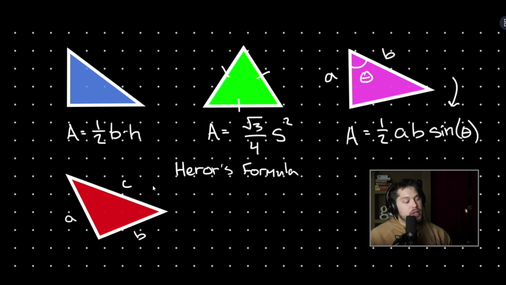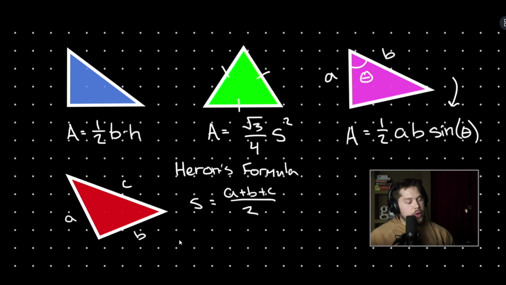So Heron's formula is used whenever we have all 3 sides of our triangle. So first let's define what S is. Now S is equal to A plus B plus C, all divided by 2. It's 1/2 of your perimeter.